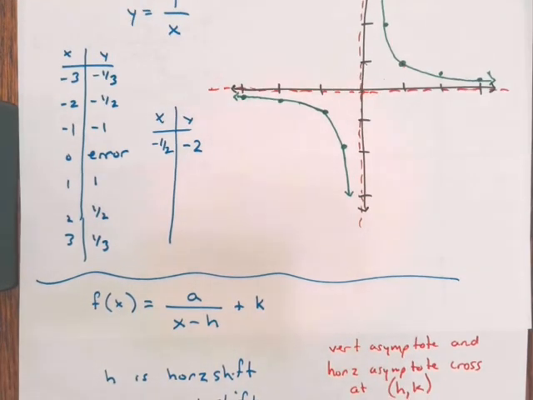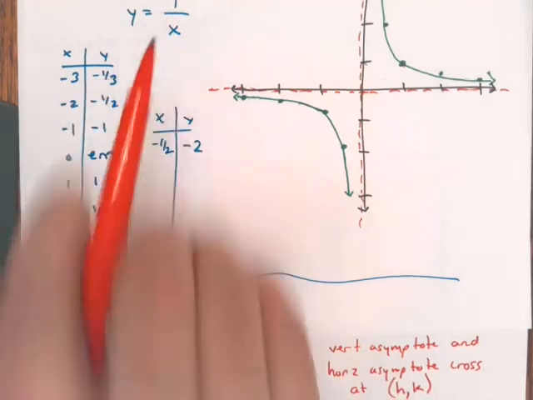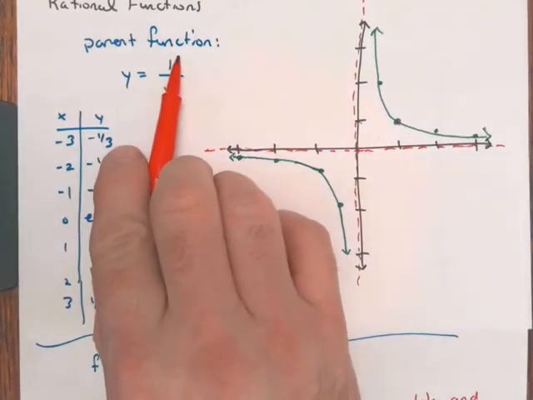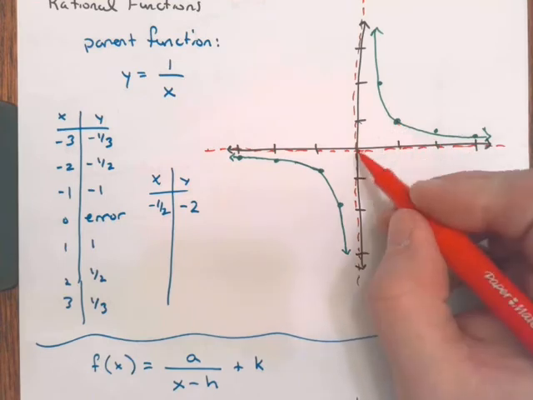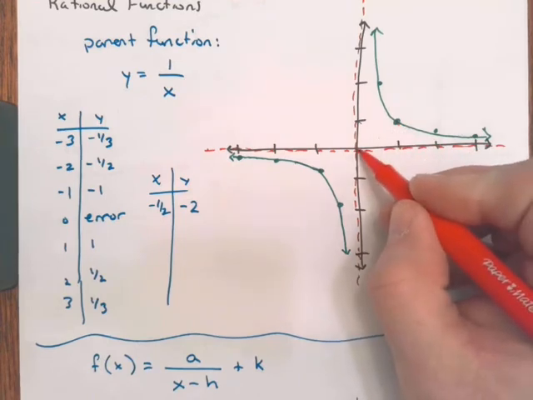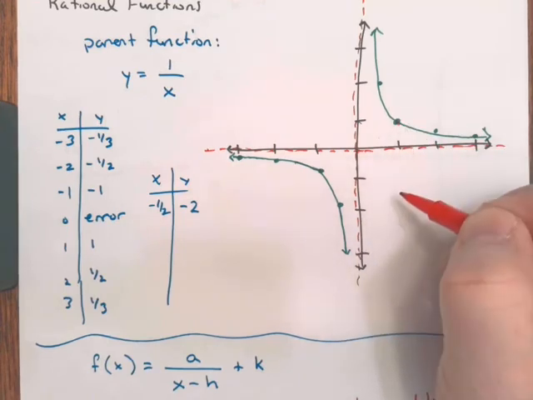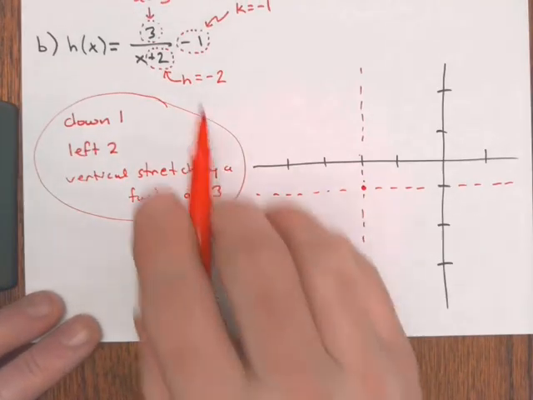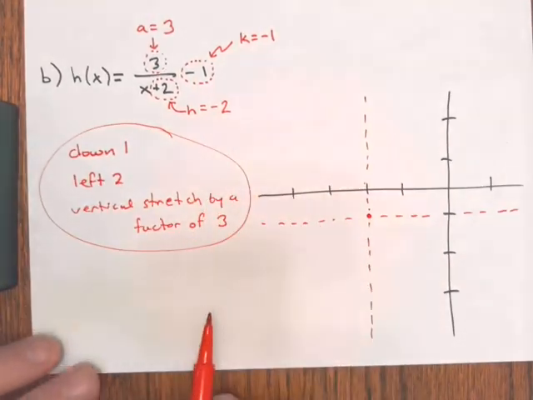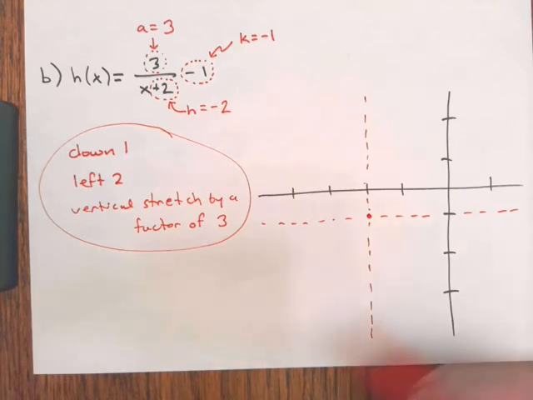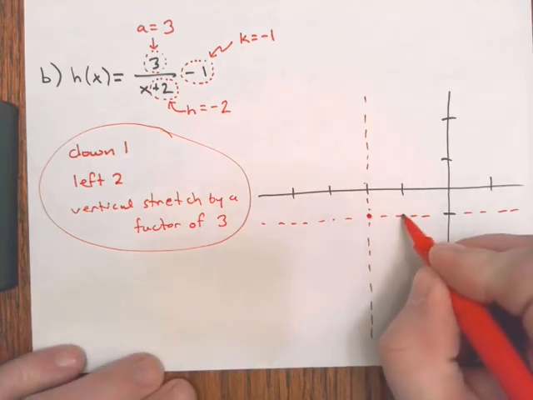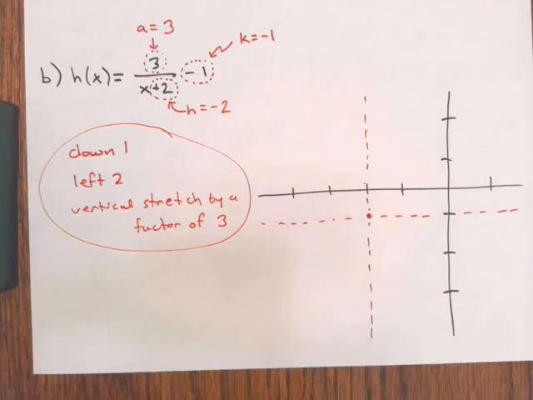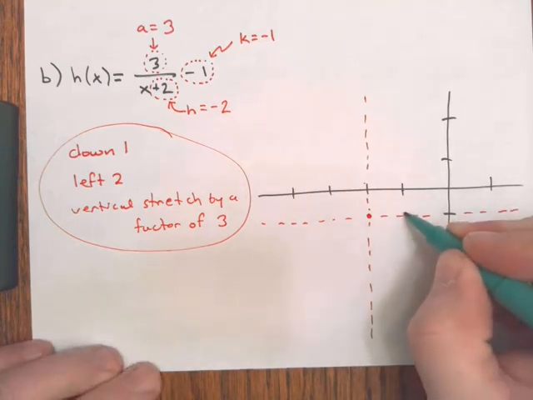The parent function has a 1 on the top. And from our cross, we go over to the right 1 and up 1. Our graph has a 3 on the top. A is equal to 3, so it's going to be 3 times as steep. So instead of going over 1 and up 1 to get a point on our graph, I need to make this graph 3 times as steep. So I'm going to go over 1 and then up 3.